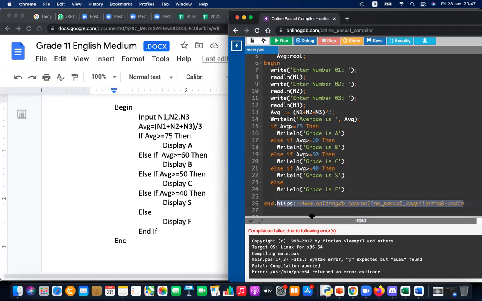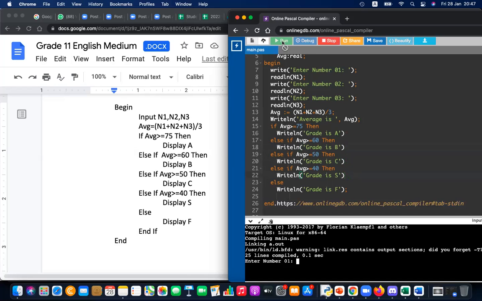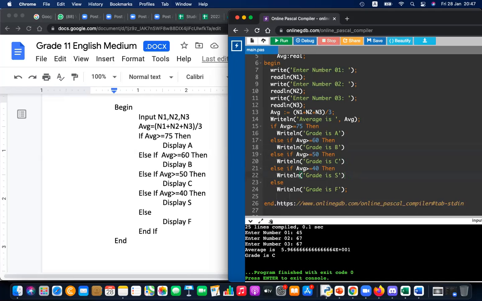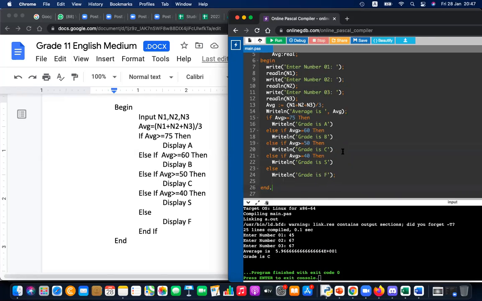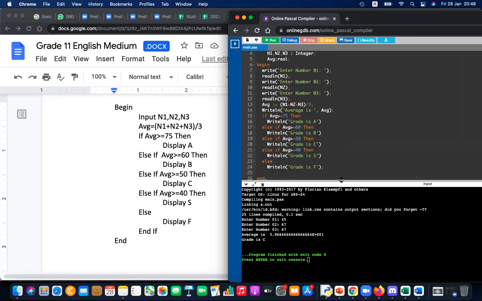I think it should be avoided because it's coming under the same statement. Okay, enter the number 1, number 2, and number 3. It's giving the average and displaying the grade also. Done. Quickly do this. So this is for the last day's work, the selection.